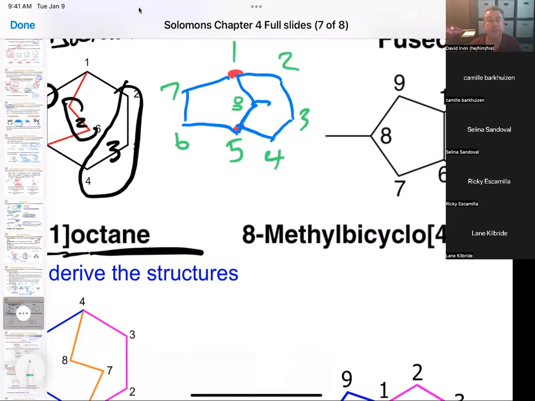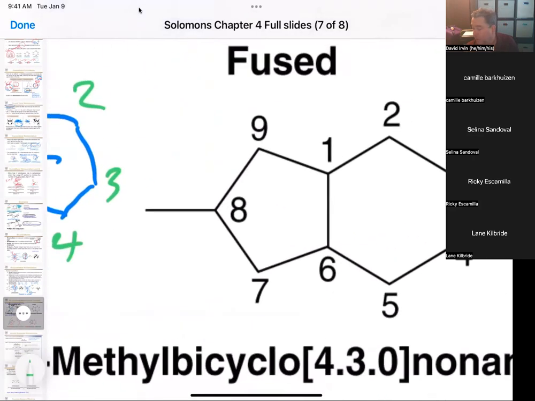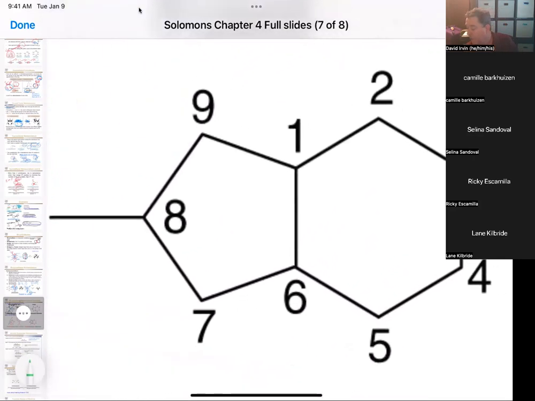So we know that our substituent is on the correct place. We know we numbered it correctly. So now let's look at this one when we have it fused. When we have it fused, we have to think about it slightly differently.